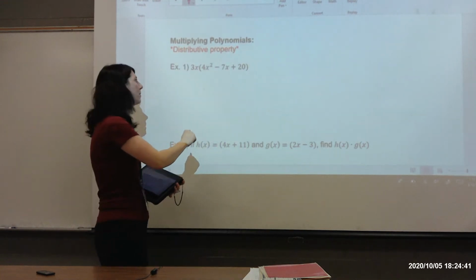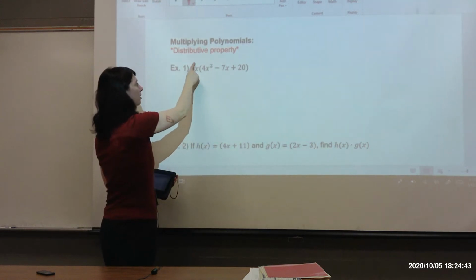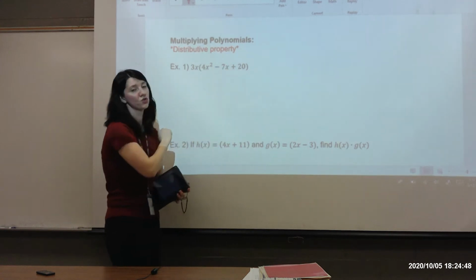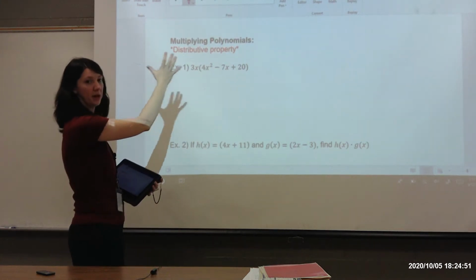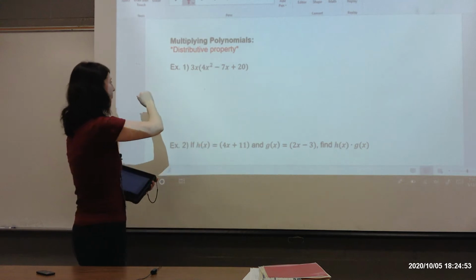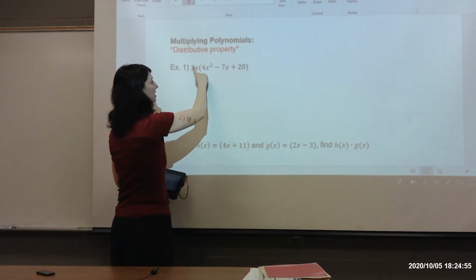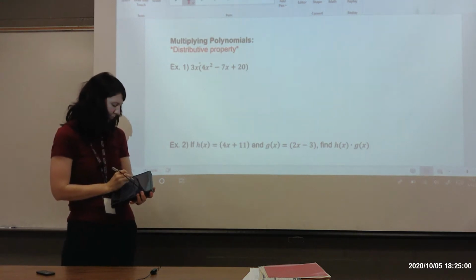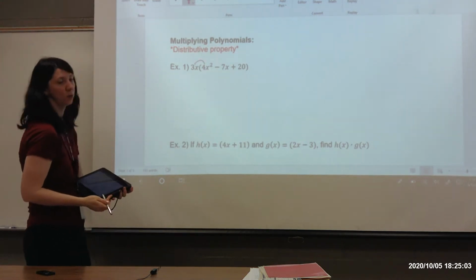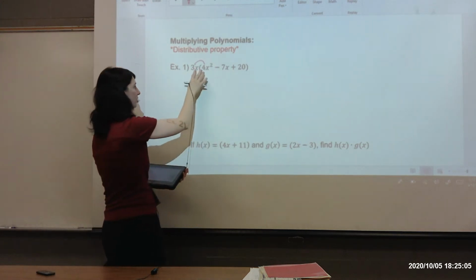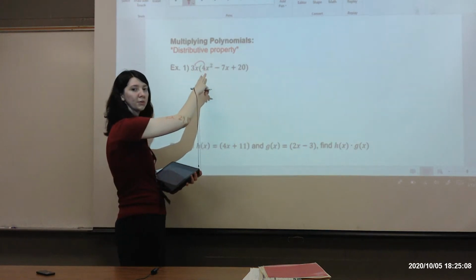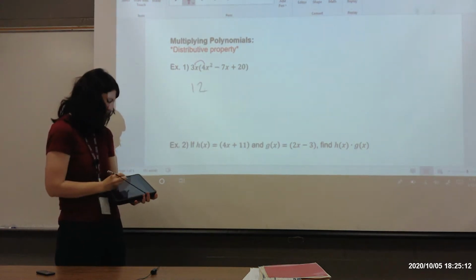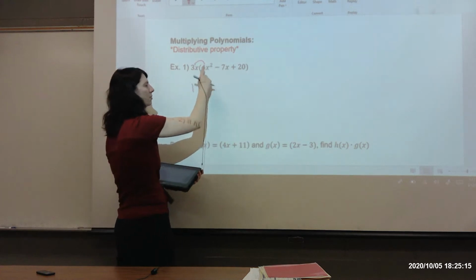Okay, so this first problem, we have a monomial, 1 term, 3x, times 1, 2, 3, a trinomial. So 1 term being multiplied to 3 terms. So we're going to distribute that 3x to each term, and I like to draw the lines so that I don't lose my place. 3x times 4x squared. So when I multiply these terms together, I'm going to multiply the coefficients and I'm going to multiply the variables. So 3 times 4 is 12. Now what is x to the 1 times x to the 2?